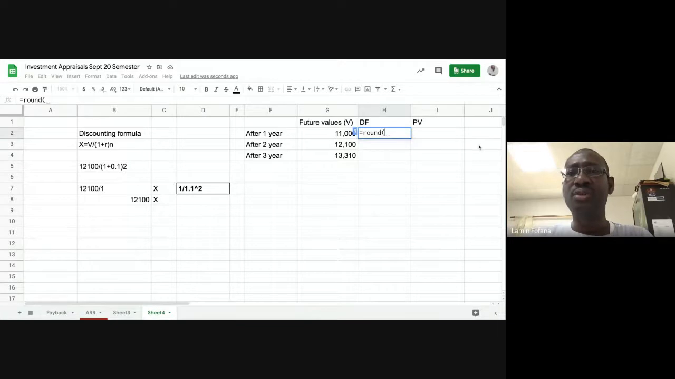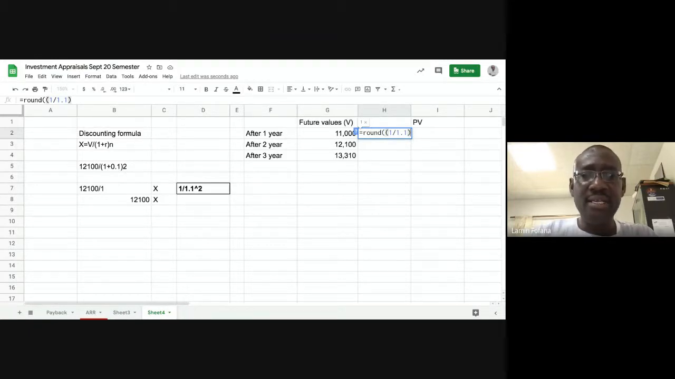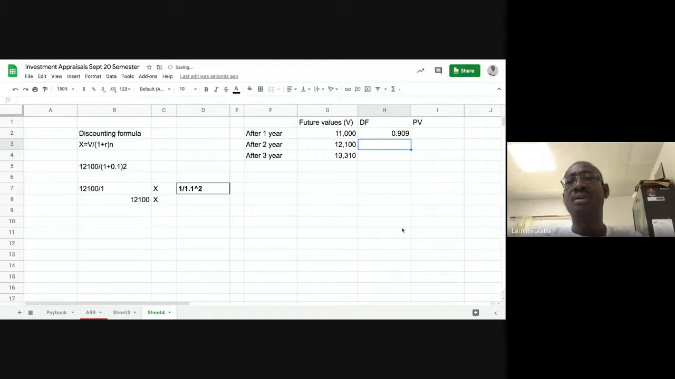Okay, so what do you want to round? You want to round a formula which is 1 divided by 1.1. Okay, so you put that in brackets. It's safer to put it in brackets so that you don't make a mistake. 1 divided by 1.1 in brackets raised to power 1 in our situation here. Then you have a comma. You want to round it to 3 decimal places. You enter. So that will give you nicely rounded to 3 decimal places.